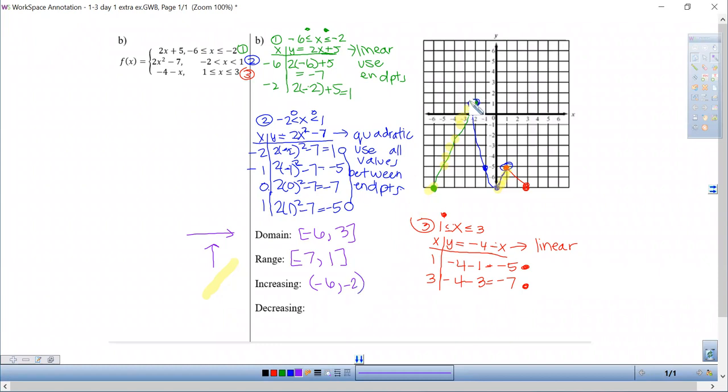Once it hits that x value of -2, it starts to decrease. So the decreasing section starts at -2. And then notice it's decreasing until it reaches that vertex, which has an x value of 0. So it's decreasing from -2 to 0. And then at 0, it starts to increase again. So then it's increasing from that x value of 0 until the x value of 1. And then it starts to decrease again. So I have a negative slope from the x value +1 until the x value 3. So those are my answers for domain, range, and increasing and decreasing for this piecewise graph.